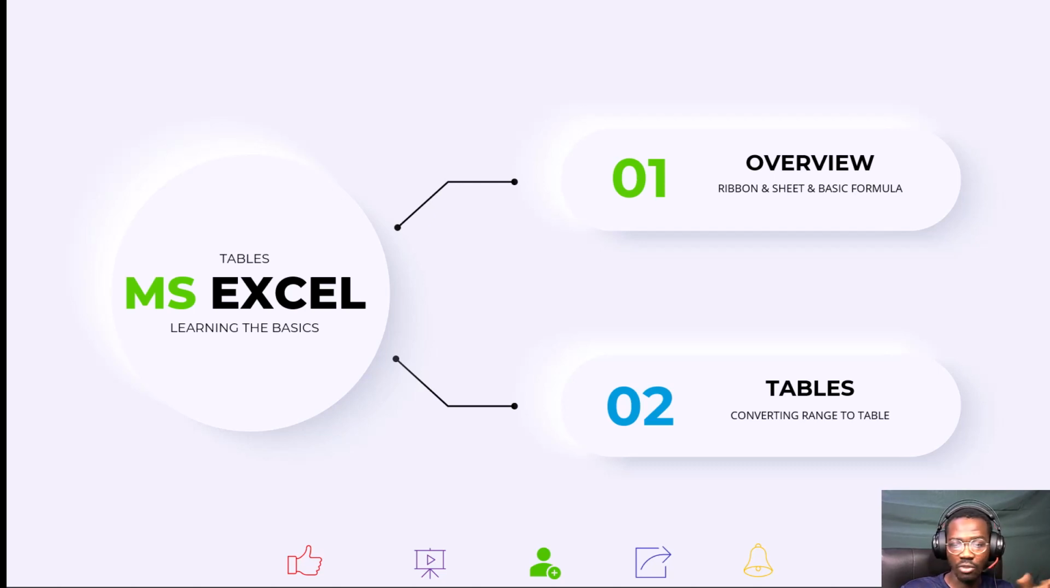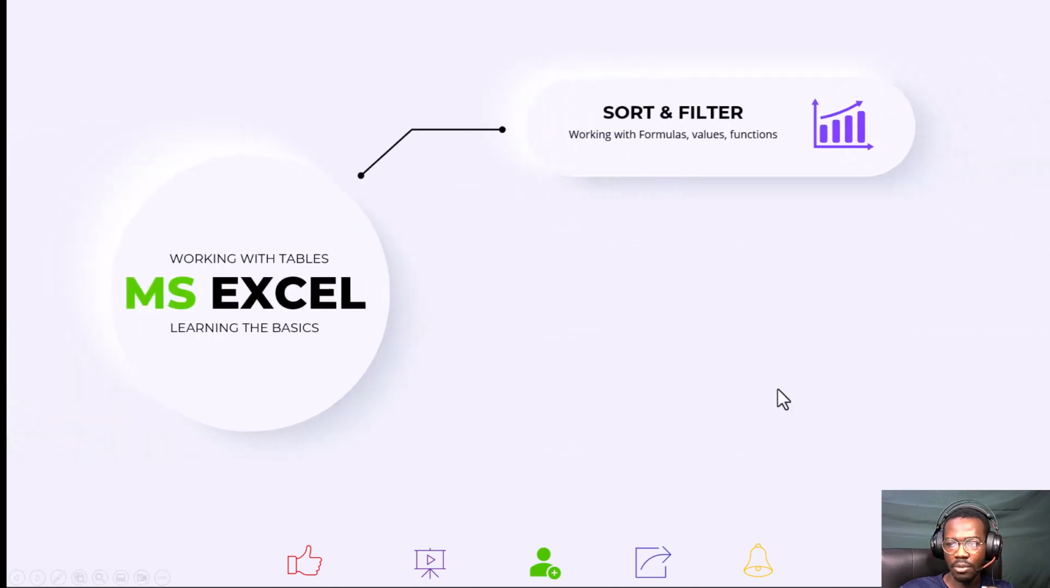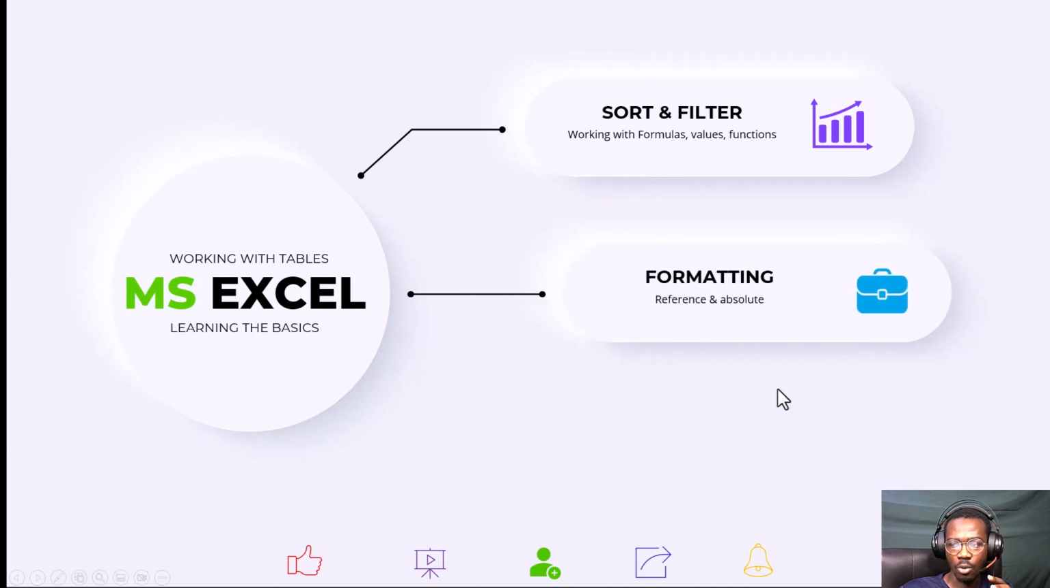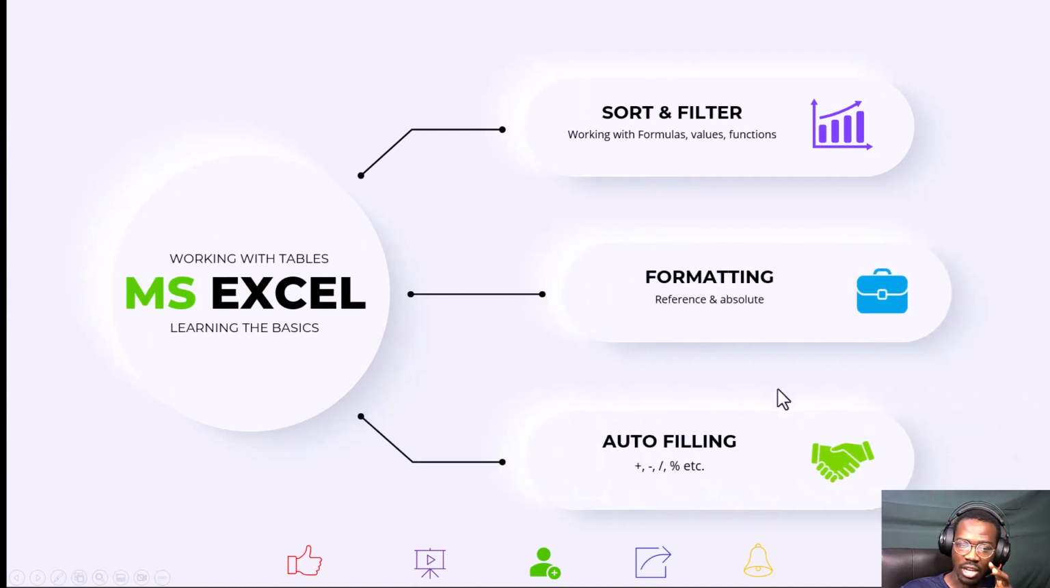Okay, so let's move on to our next slide. In this slide, we are talking about the 3 basic things that we are going to learn in this tutorial, and we're going to spend max 30 minutes doing it. I've even timed myself just to make sure that we don't go out of hand. So we're going to be learning how to sort and filter. We're going to be learning how to do some formatting. And then we're also going to learn how to do auto filling.